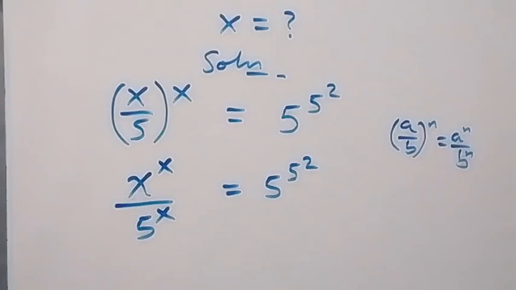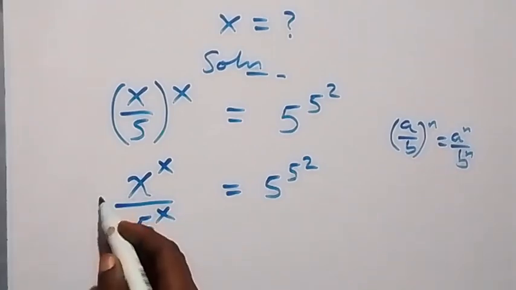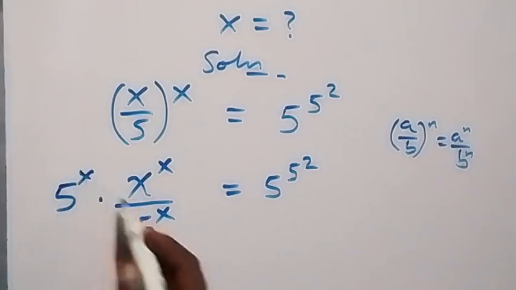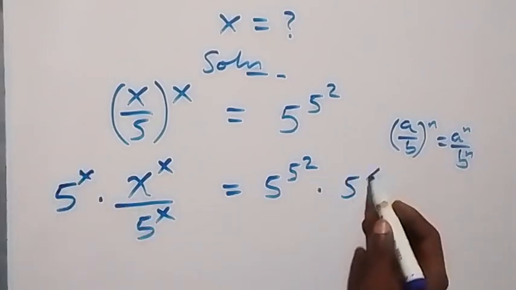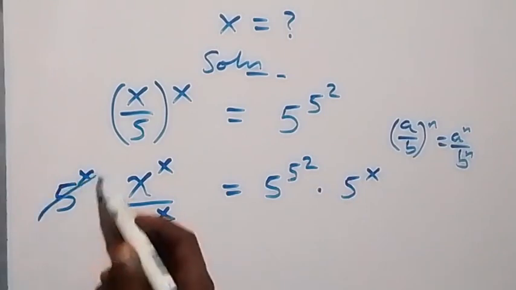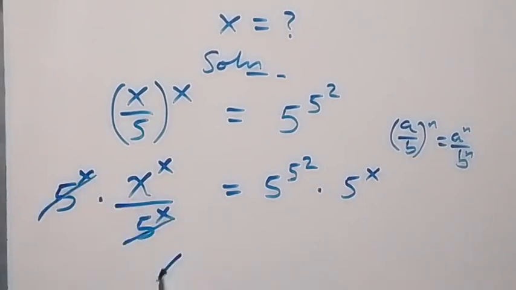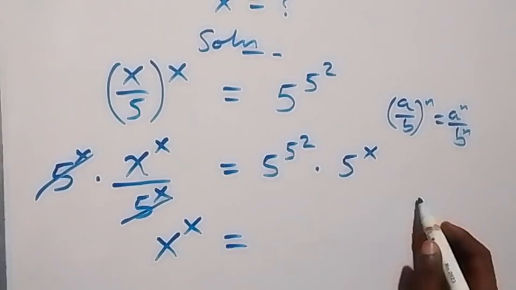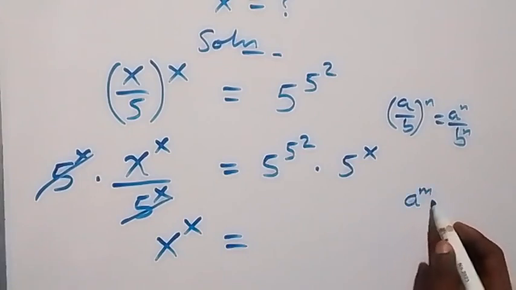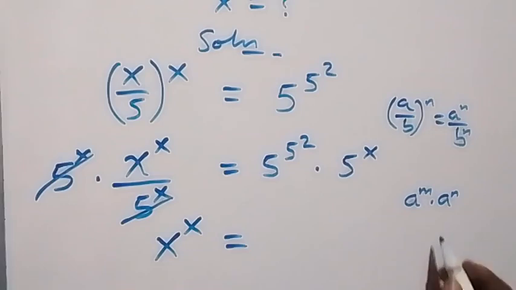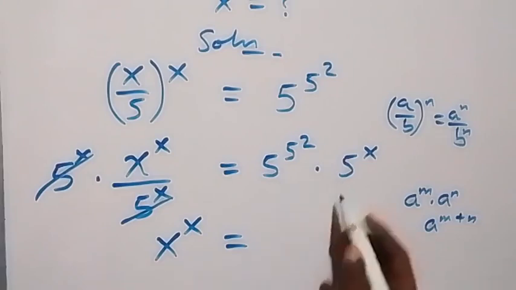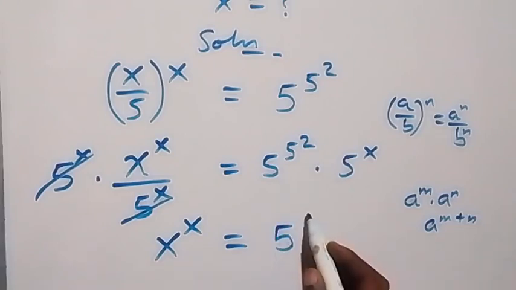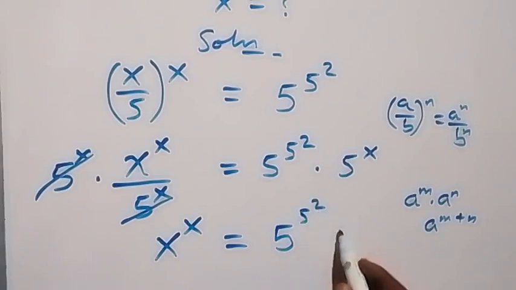Then from here, we can remove this 5^x by multiplying both sides by 5^x. The 5^x will cancel out here, and we have x^x left, which equals, on this side, we apply the law of indices: when we have a^n times a^n, this is the same thing as a^(n+n). So this will become 5 raised to power 5 square, then plus x.